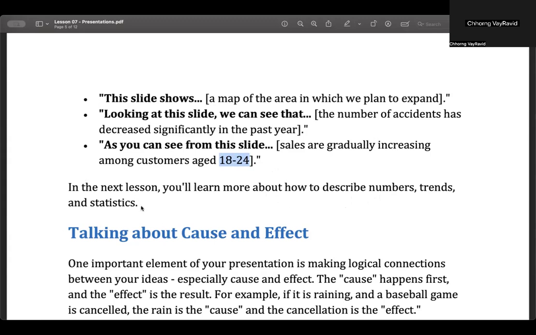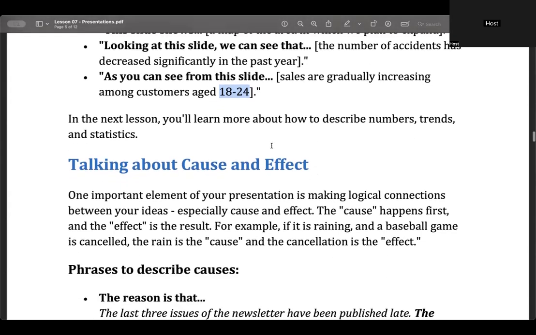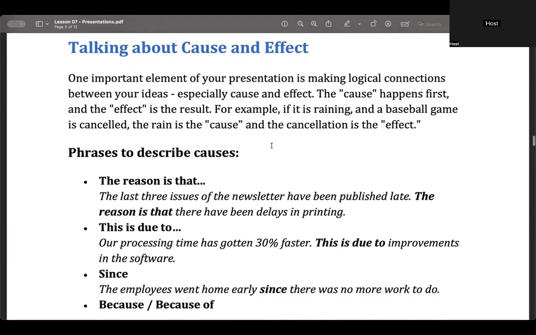Statistics. Okay, good. Long, you can go on with this. It's long here.